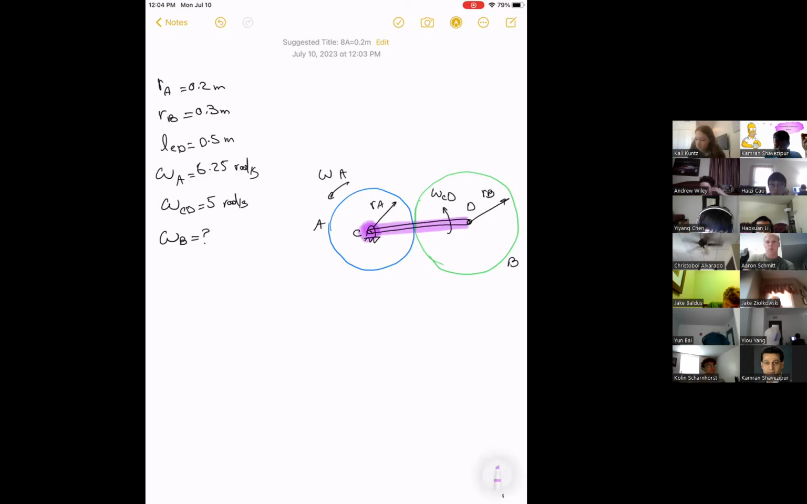How about link CD? Link CD is also pinned here. It's pinned here, so C cannot move. You see, this is like point C, and it goes like that. What kind of motion is it? Rotation about a fixed point. How about B? Rotation? If it's rotation, this point should be fixed.